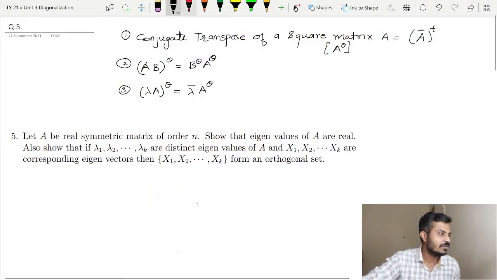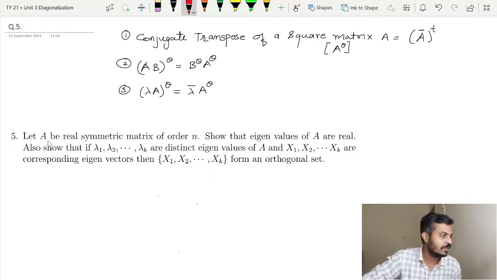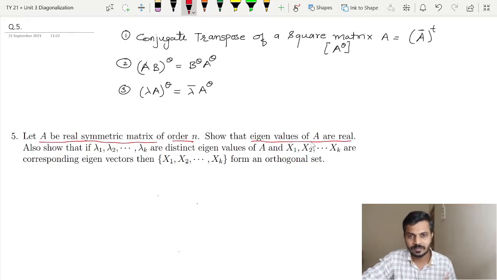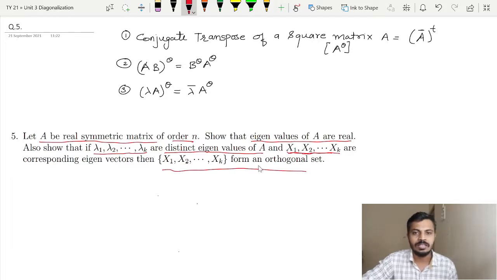Here, as you can see, we have to prove two things in this theorem. A is given to be a real symmetric matrix of order n, and we have to show that eigenvalues of A are real. This is the first part. In the second part, if lambda 1, lambda 2 up to lambda k are distinct eigenvalues of A, then we have to show that the eigenvectors corresponding to these distinct eigenvalues form an orthogonal set.